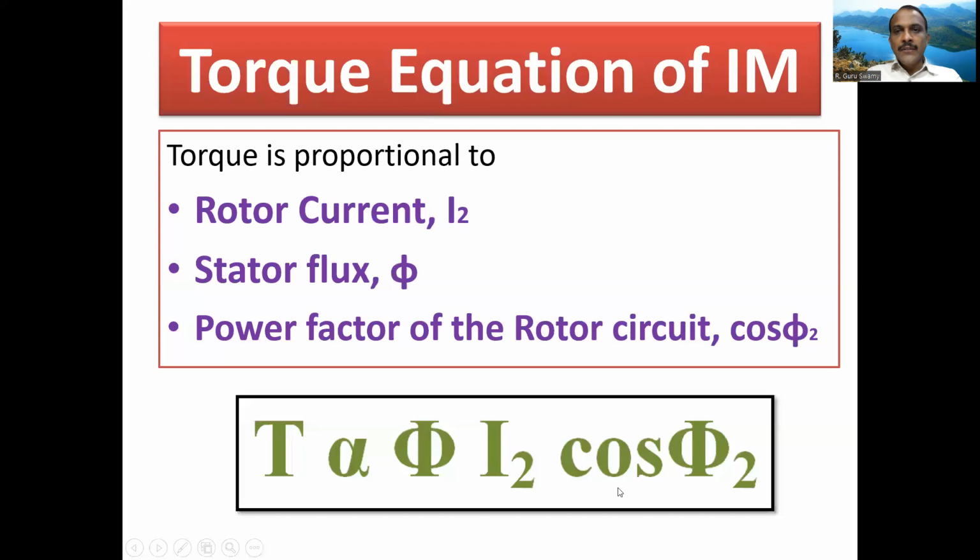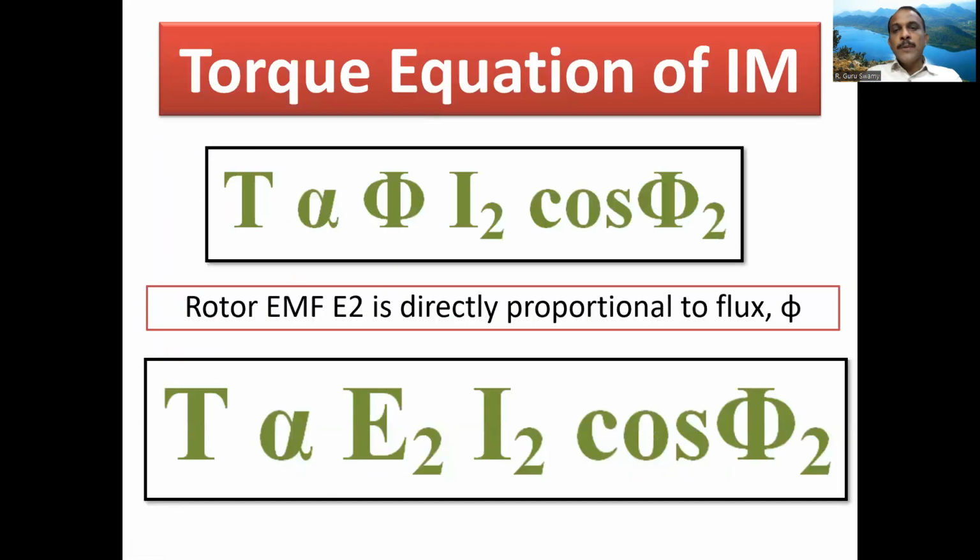It doesn't end there. We still continue. Torque is proportional to phi into I2 into cos phi 2, but the flux phi produces E2, so they are proportional to each other. In place of flux phi, I substitute E2. What is E2? What is I2? E2 is the EMF produced in the rotor, I2 is the current produced in the rotor, and the cosine of the angle between them is cos phi 2. So torque is proportional to E2 I2 cos phi 2.